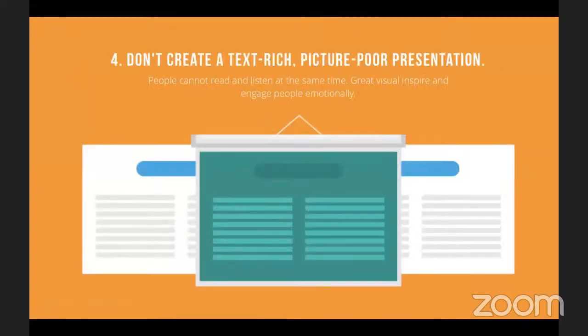All right, don't create a text-rich, picture-poor presentation. People cannot read and listen at the same time. Great visuals inspire and encourage people emotionally. So you don't want your pitch deck to be full of text, so much text that people have to be reading and losing interest in what you are actually saying. They are going to have to choose one of the two to do, and chances are they are going to end up choosing to read what's on your slide. So you want to ensure that it's more pictures, more visuals, and then you can back up those visuals with the script that you have.